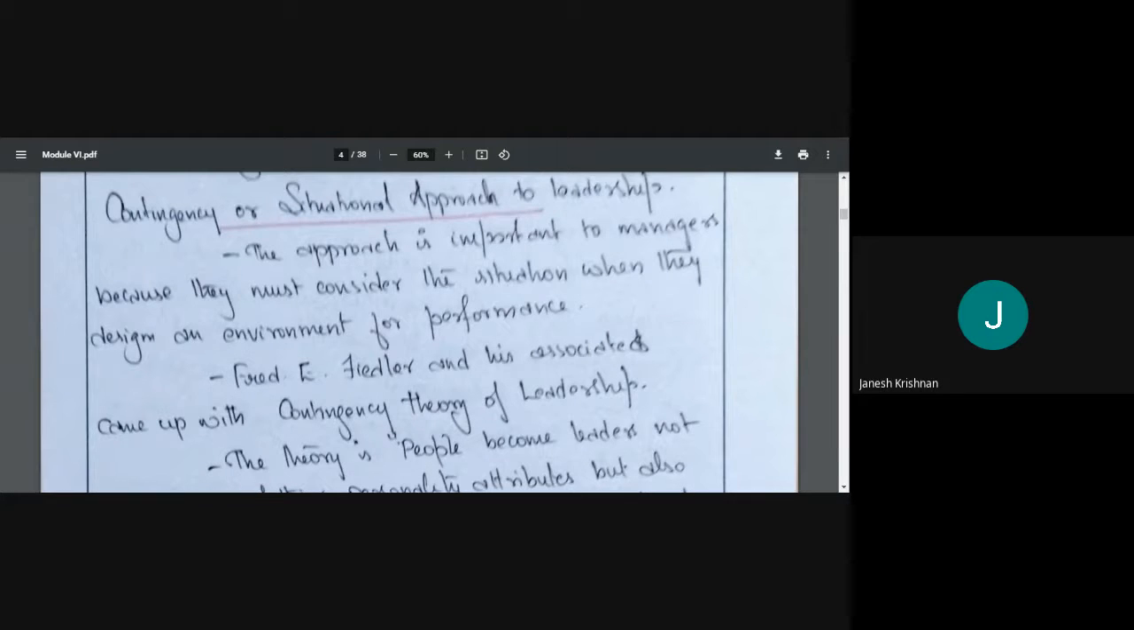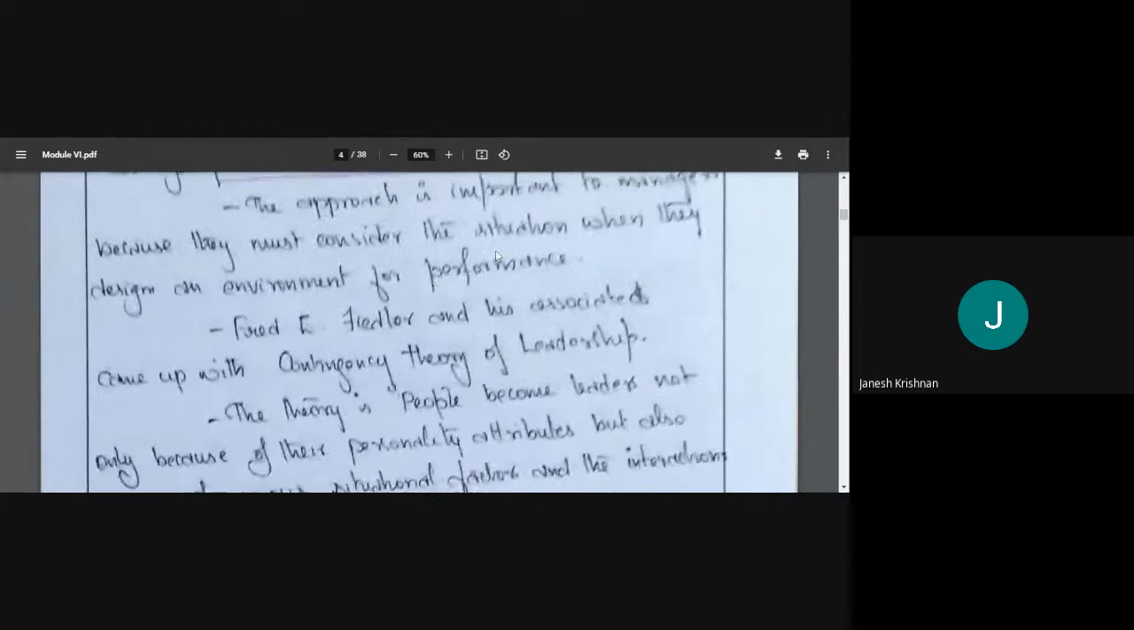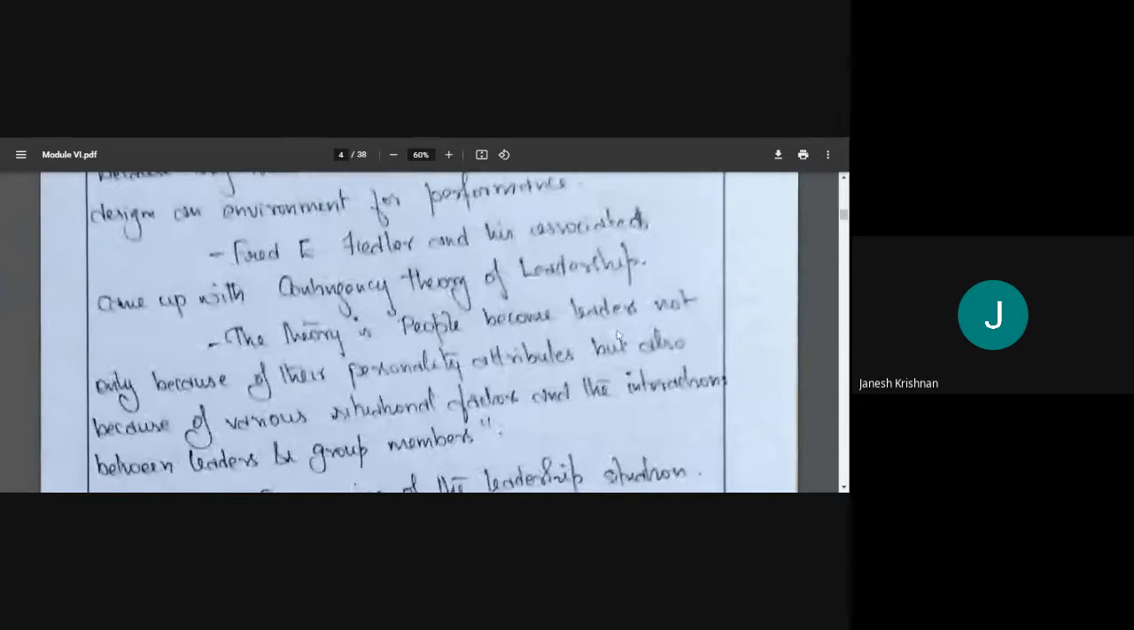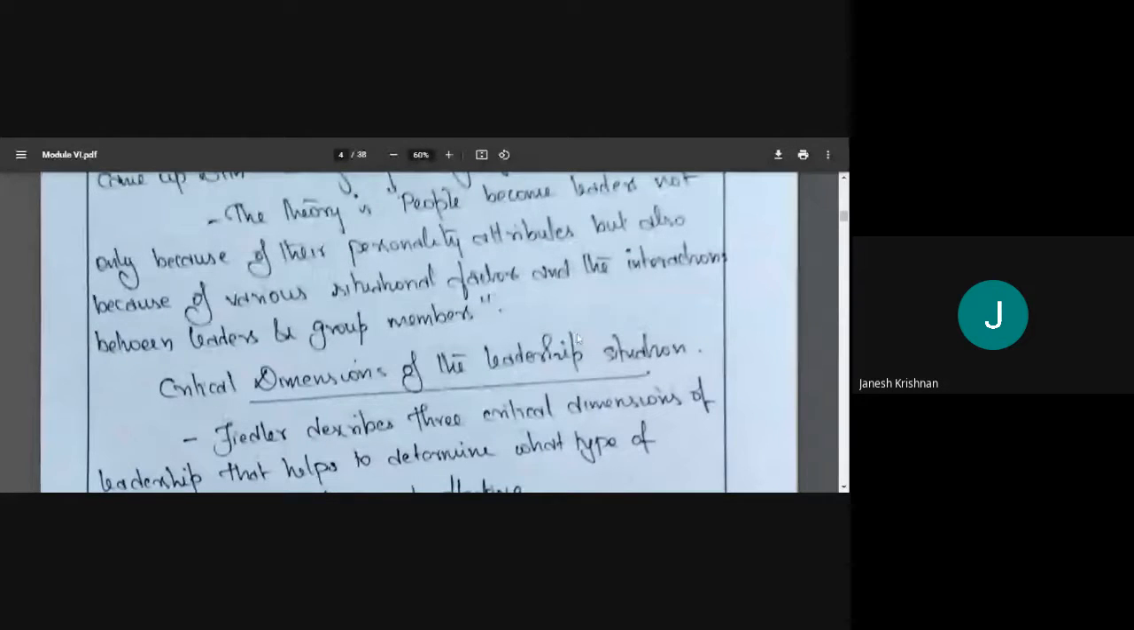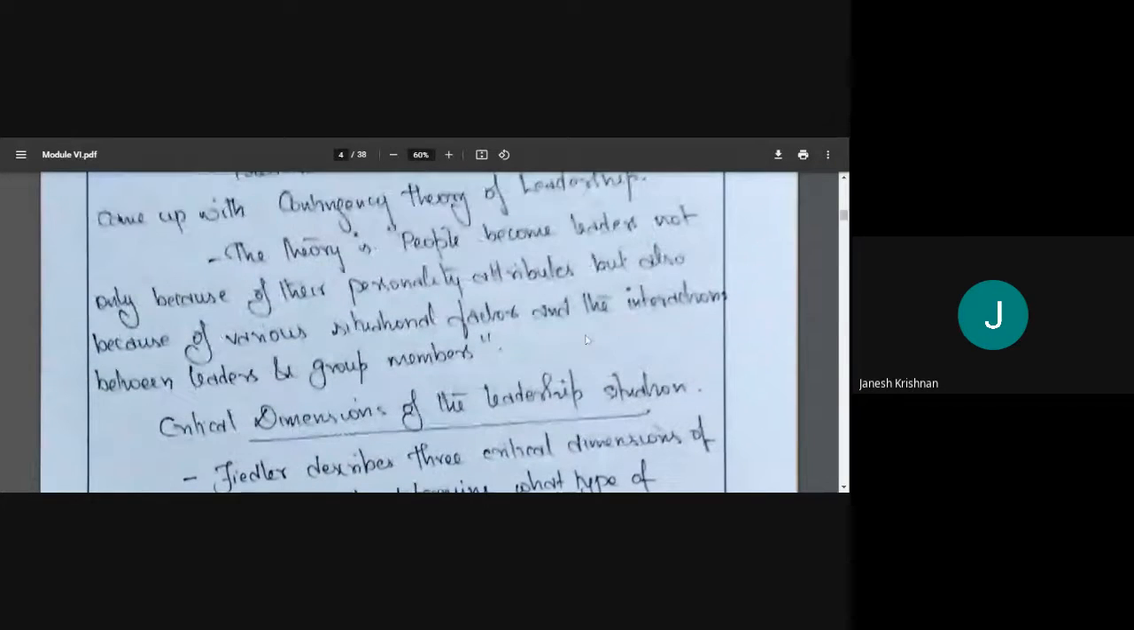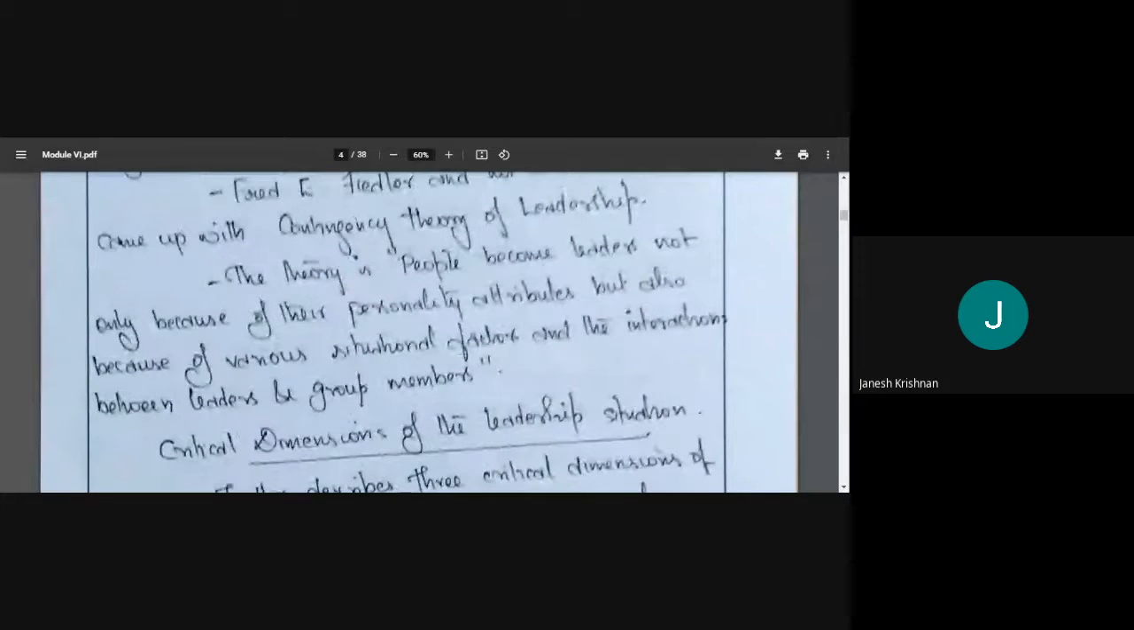So a good manager should take the situation into consideration whenever he is designing an environment for performance. And what is this theory? The theory is that people become leaders not only because of their personality attributes, but also because of various situation factors and the interaction between the leaders and group members. Again, a common movie theme. The hero becomes a leader, or becomes the hero, because of the situation.